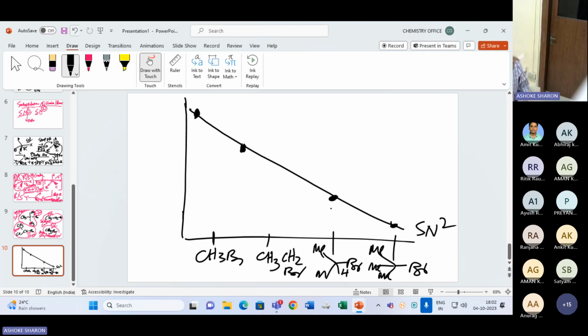Now if I consider the reverse one, which one is the highest SN1 reaction? That will be the highest SN1 reaction. That will be the second highest SN1 reaction. That will be the third highest SN1 reaction. That will be the least.